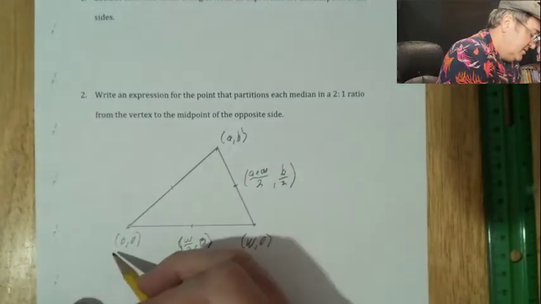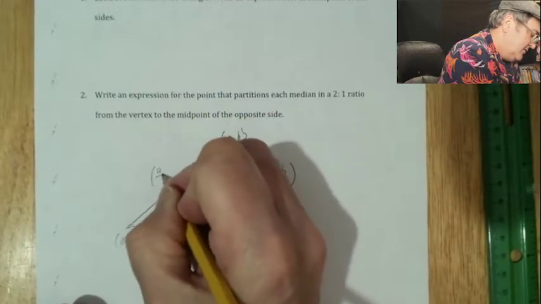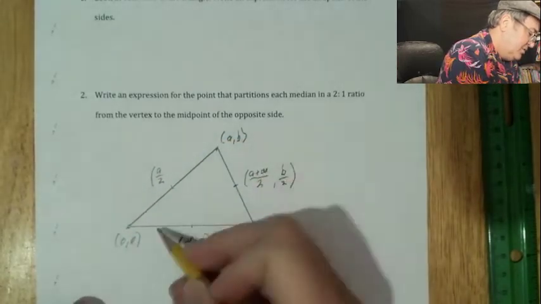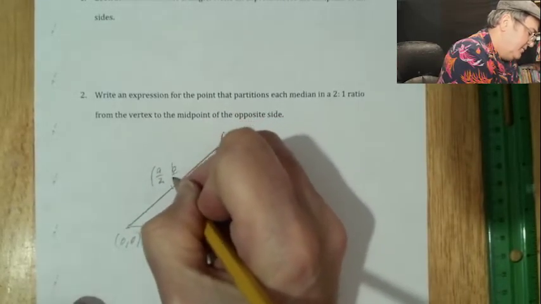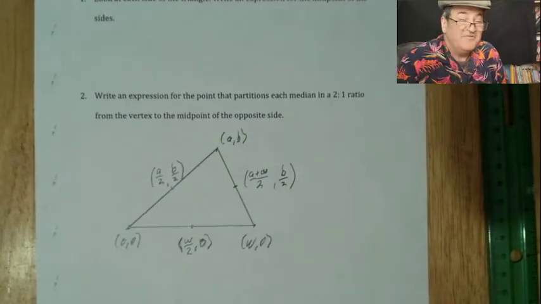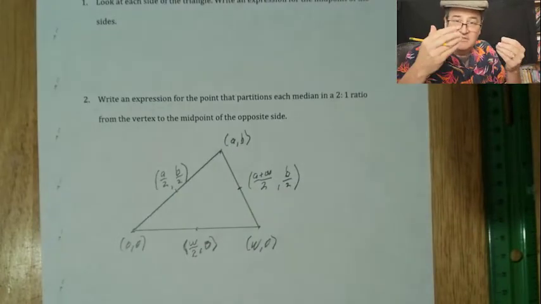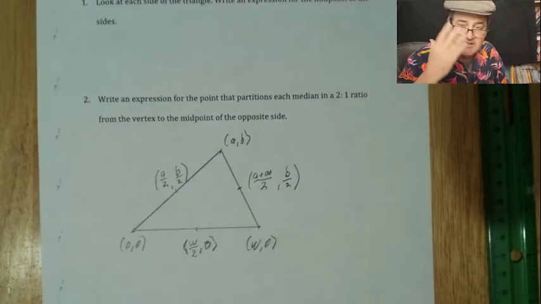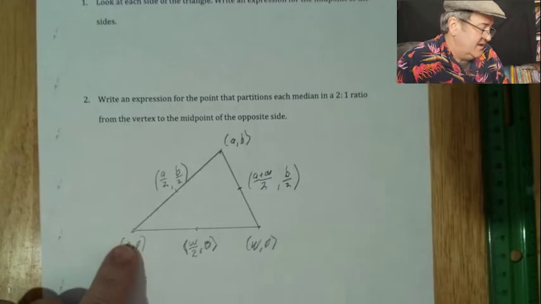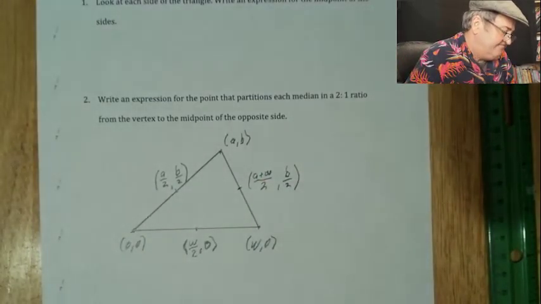How about this one over here? 0 plus A, well, that's A, so A divided by 2. And 0 plus B, B divided by 2. So those are the coordinates of the midpoints for any triangle. Fill in the W, fill in the A, B, after you translate it and rotate it so it sits on the x-axis and has a vertex at the origin. So we have this case.